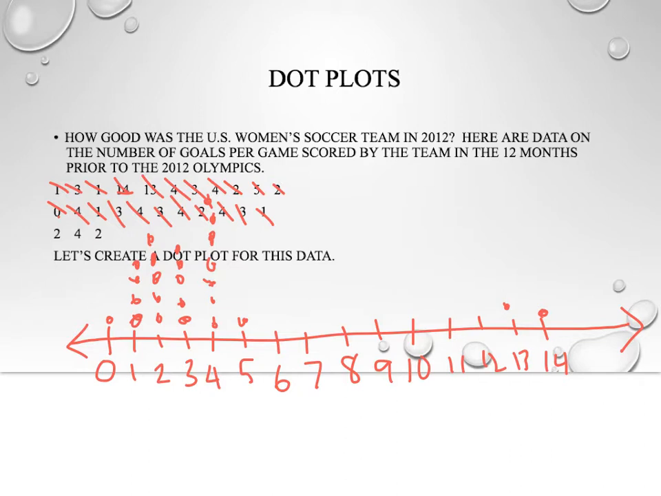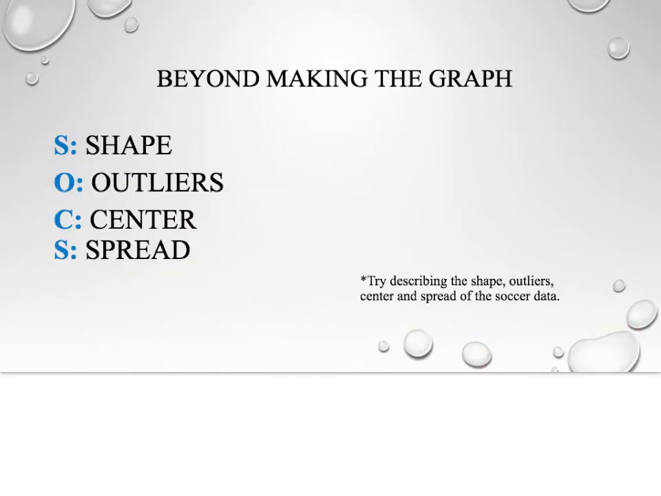From my dot plot, there's a lot of things I can do to describe what my distribution looks like. And so a lot of times we're asked to describe what our distribution is. When we're asked to describe our distribution, we're going beyond making the graph. And we're asked to look at 4 things. We call these 4 things our SOCs.